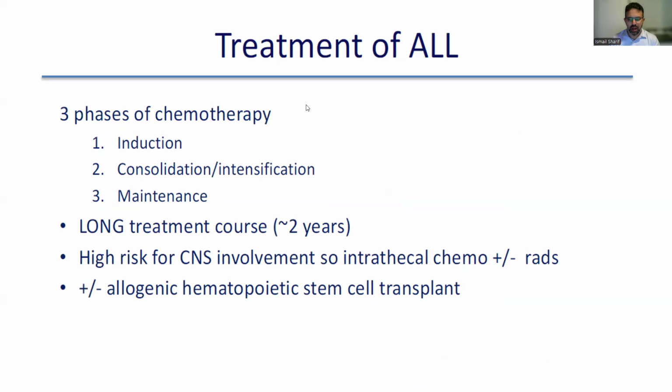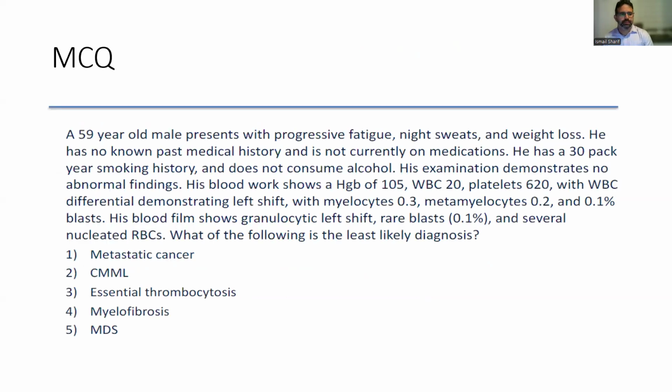So ALL, as we said, in young kids, the treatment is induction chemo, then consolidation, intensification, and then maintenance. The whole treatment of those patients can be very long, and it can take up to 2 years or longer. Now, we have to remember ALL is more likely to have CNS disease than other leukemias, so they always need evaluation. And also to consider, these protocols always include CNS-directed treatment, either prophylactic or therapeutic.